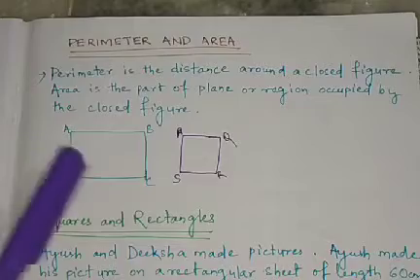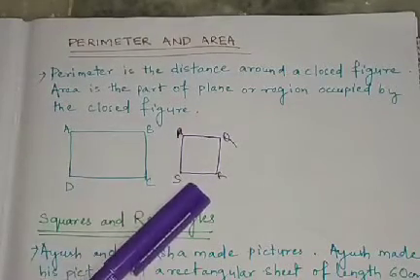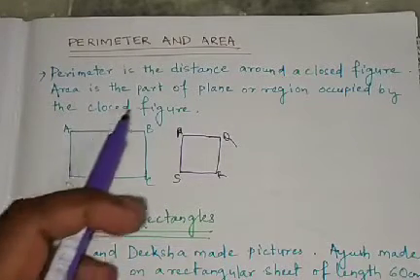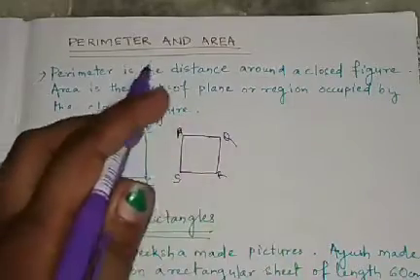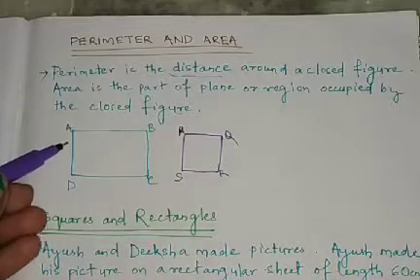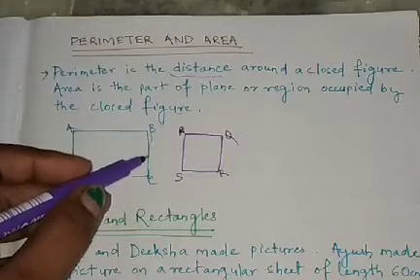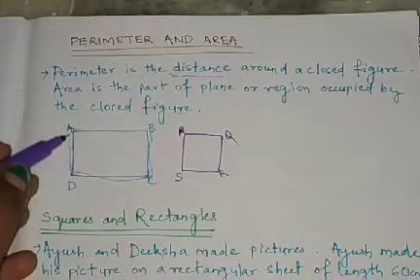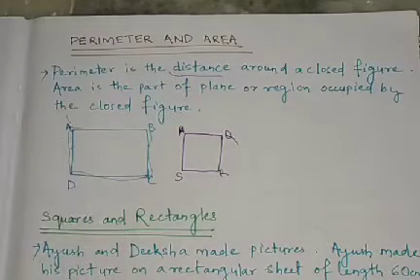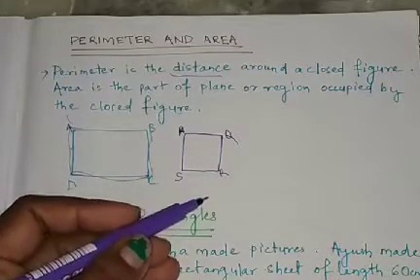You are seeing two figures. One is a rectangle, and another one is a square. Let's see what is perimeter. Perimeter is the distance around a closed figure. This rectangle has perimeter AB plus BC plus CD plus DA. If you add this surrounding, you get the perimeter.